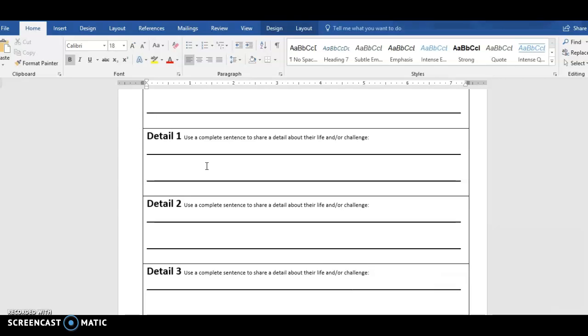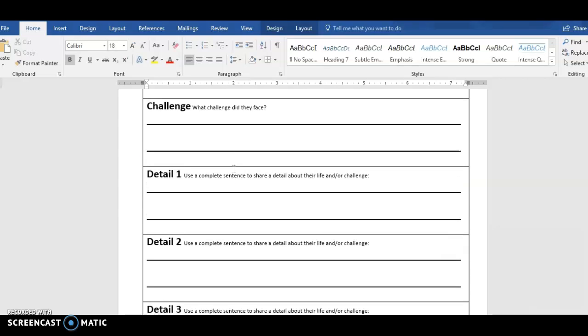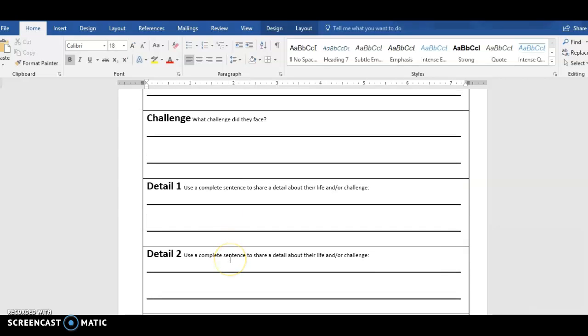You know, did someone choose to help them with their challenge or something like that? So you're going to choose 3 details that were the most interesting to you. Make sure for these that you write a complete sentence, please. Now, you only need 1 sentence for each of them.